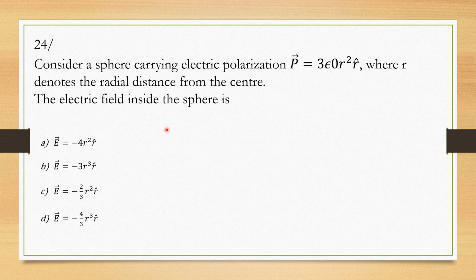Then here is the next question, which is: consider a sphere carrying electric polarization P equal to 3 epsilon naught r squared r cap, where r denotes the radial distance from the center. The electric field inside the sphere is, and the options are E equal to minus 4 r squared r cap, E equal to minus 3 r cubed r cap, E equal to minus 2 by 3 r squared r cap, and E equal to minus 4 by 3 r cubed r cap.